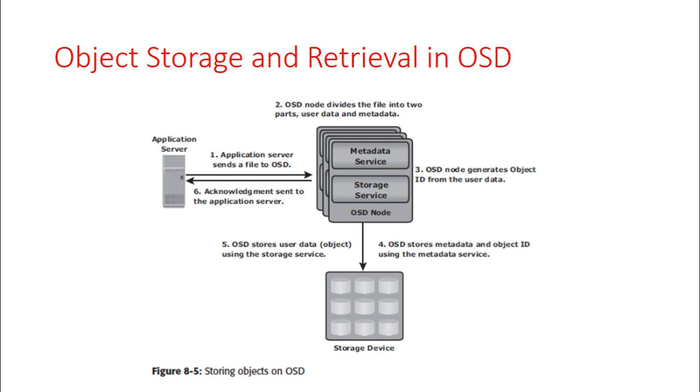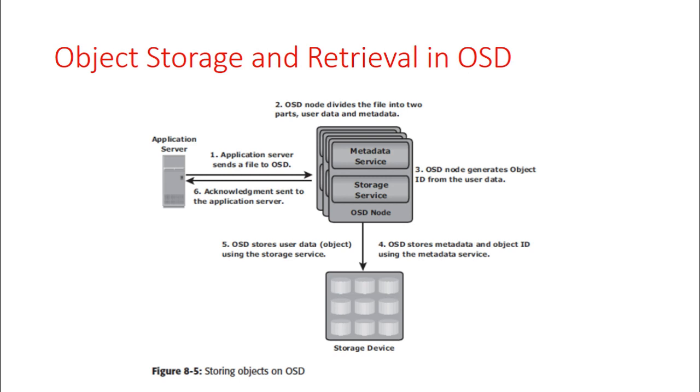The fifth step is the OSD node stores the user data, that is the objects, in the storage device using the storage service of the OSD node. Okay, after the OSD node stores the metadata and the object ID using the metadata service, next, the fifth step is the OSD node stores the user data, that is the object, in the storage device. The last step is an acknowledgement is sent to the application server stating that the object has been stored successfully. So these are the 6 steps involved in storing the objects in OSD.